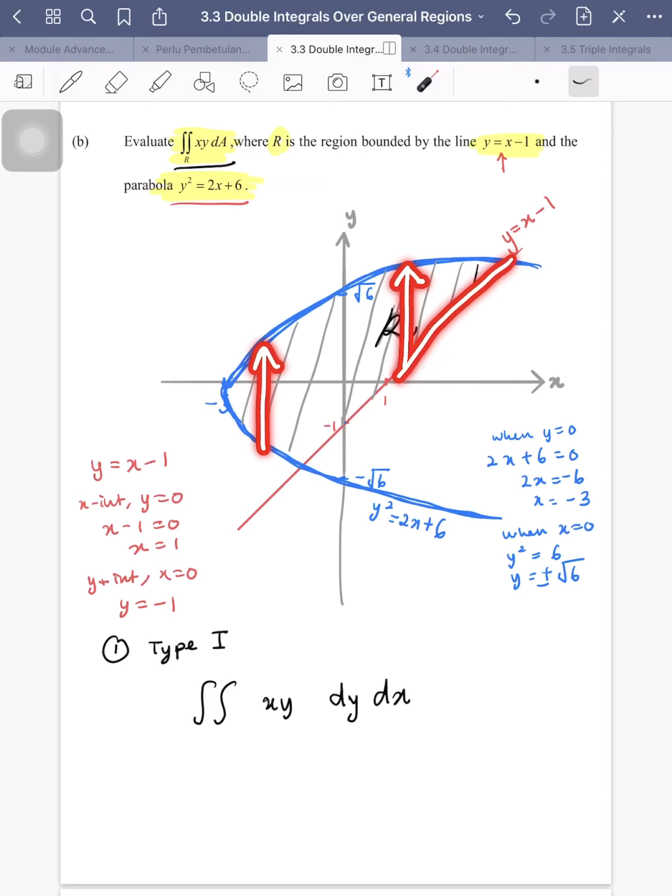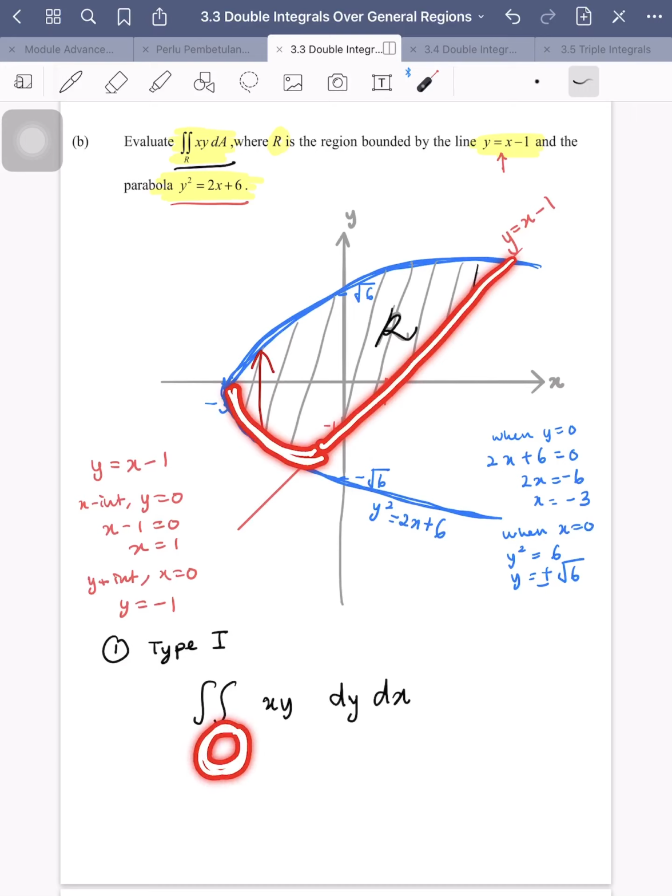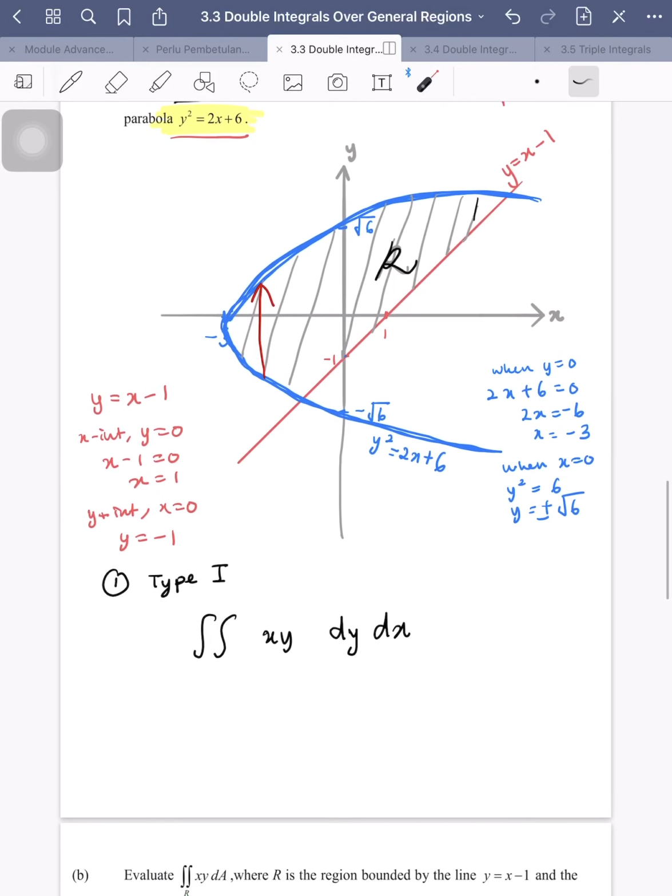See, your base has a different line here. So which equation of line, is it curve or line, to be at the bottom limit here? Since this is all one region, both bases need to be in your region. So to add both, we separate it into two regions. I separate it here. This one is region 1, this one is region 2.